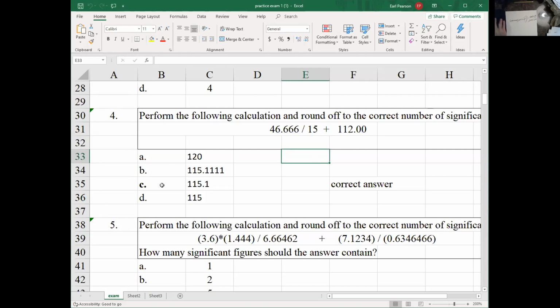You know what? I'm done right now. I don't have to do the math. There's only one of these numbers that has 1 decimal place. That's the answer.